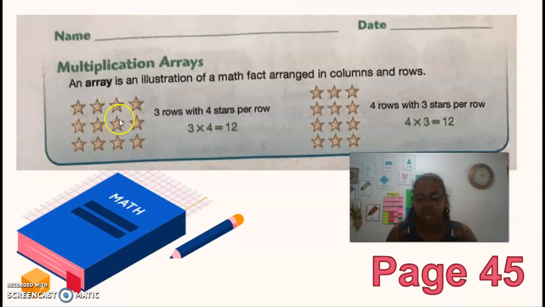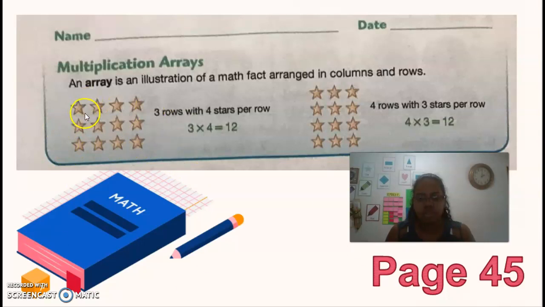So here we have 3 rows with 4 stars per row. 3 rows, with 4 stars per row. Here we have the opposite. We have 4 rows with 3 stars per row. So the rows are 1, 2, and 3, from the right to the left or from the left to the right. Those are the rows. So we're going to count.